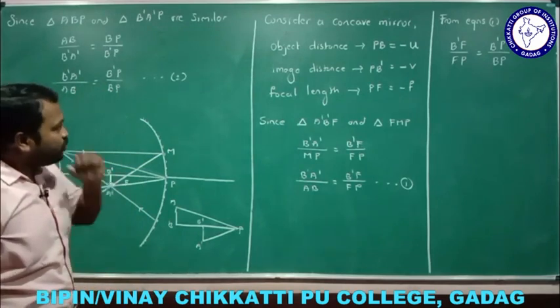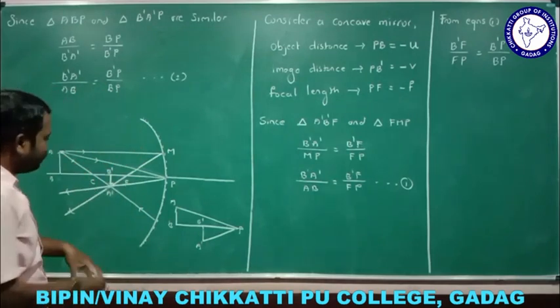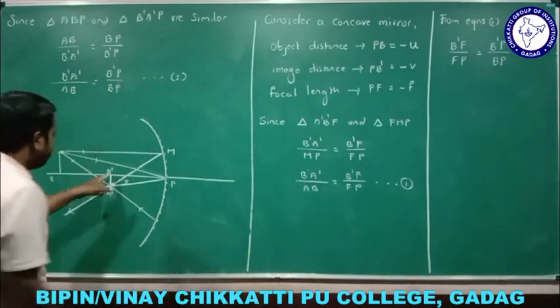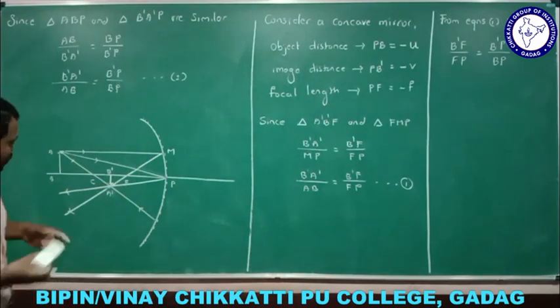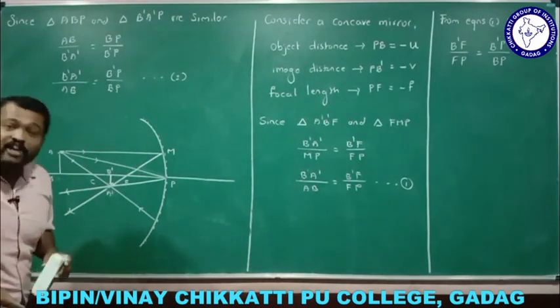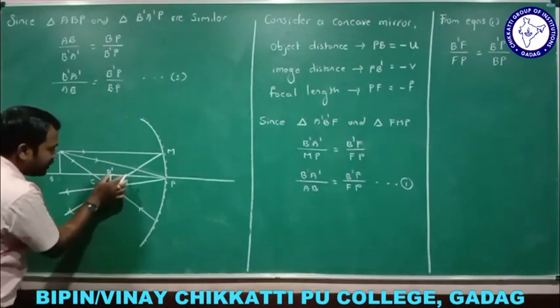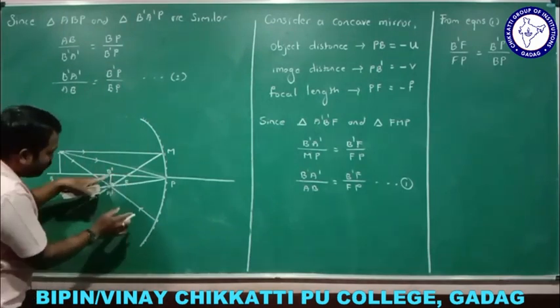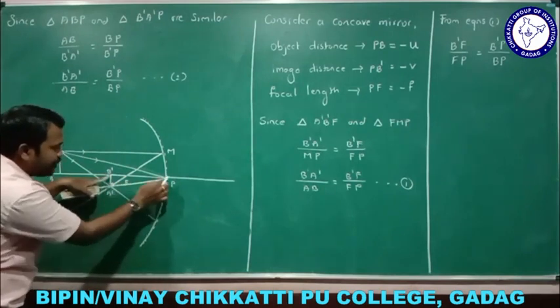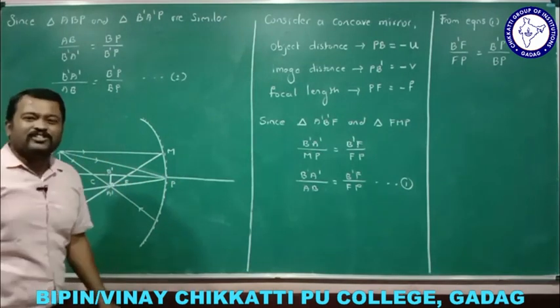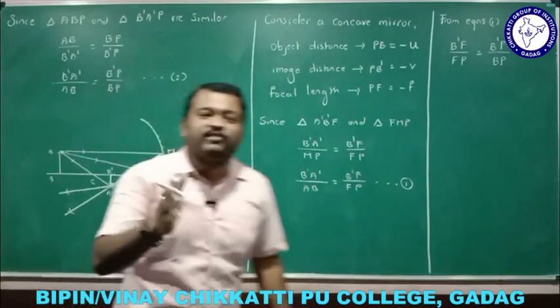Now one thing, B dash F. Where is B dash F? I completed this now, right? B dash F. One thing here: instead of B dash F, shall I take it like this? B dash F can be written as B dash P minus FP, right? Because the distances are always measured from the pole.